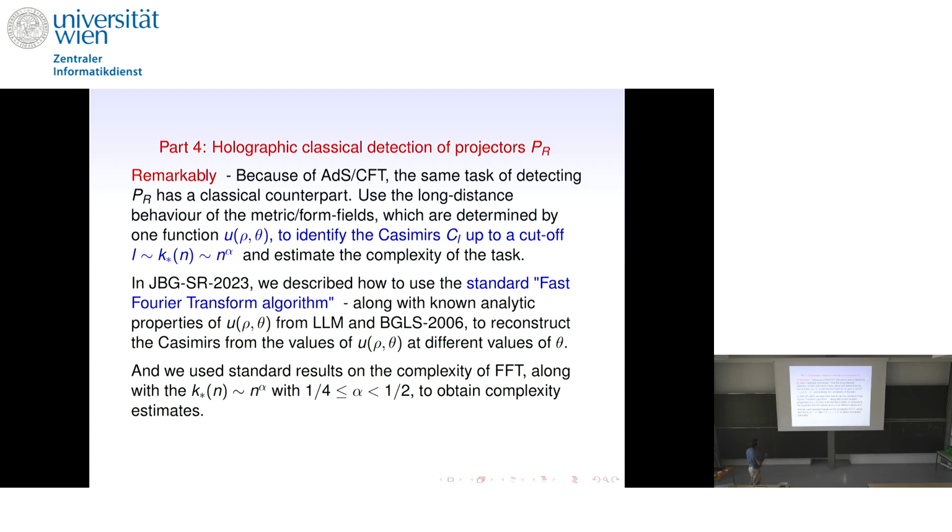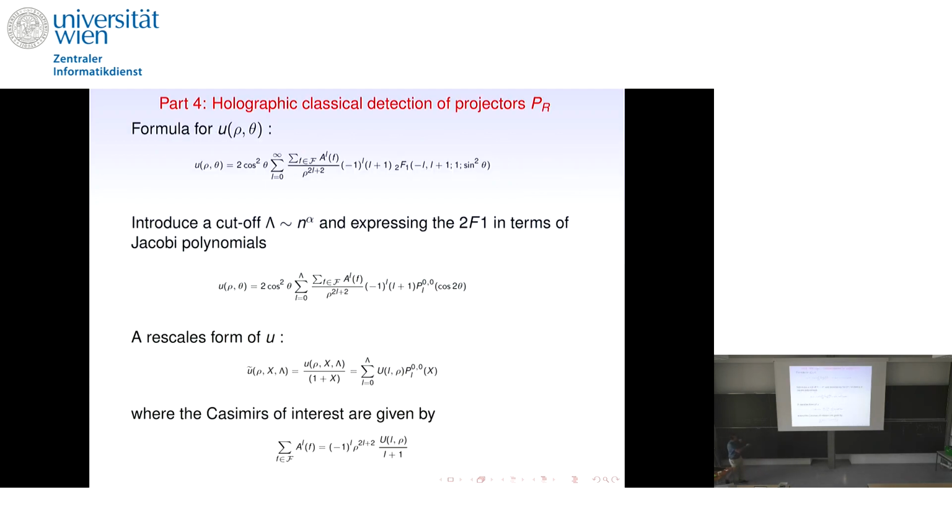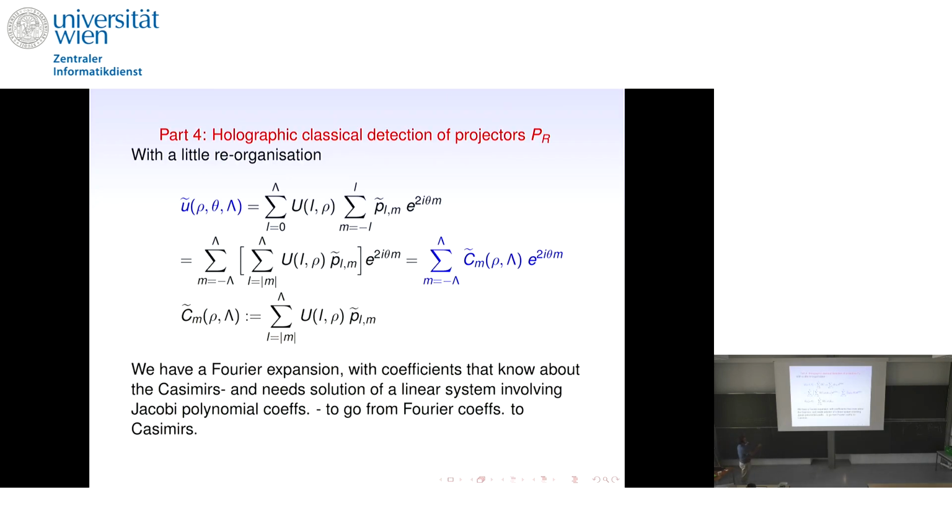So in this paper, we also described how to go from measurements of u to calculation of the Casimirs. Given the existing formulae for LLM and BGLS 2006, there are some formulae for u in terms of these Casimirs and powers of rho and a function of theta. Let me not get into the details, but this formula can be simplified, and I've put in a cutoff lambda here because we are assuming that these angular momenta can be measured up to a certain cutoff lambda, which is the same k star of n, which is n to the alpha. So something, again, n-dependent.